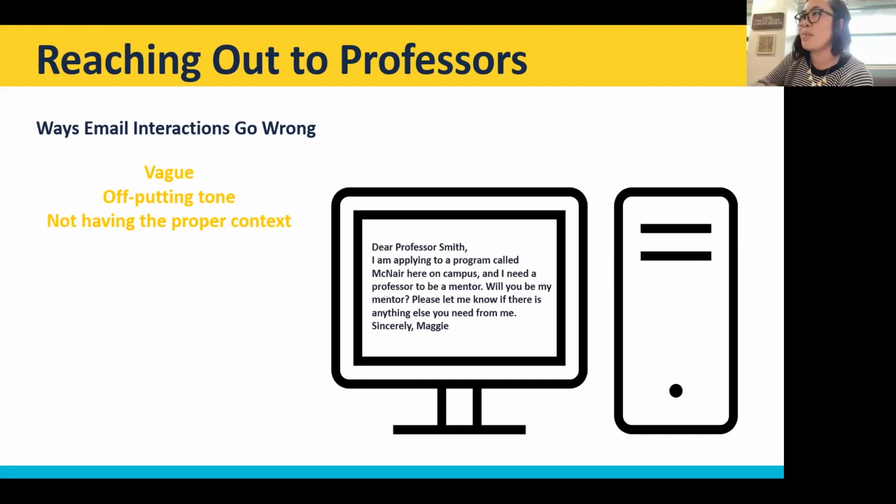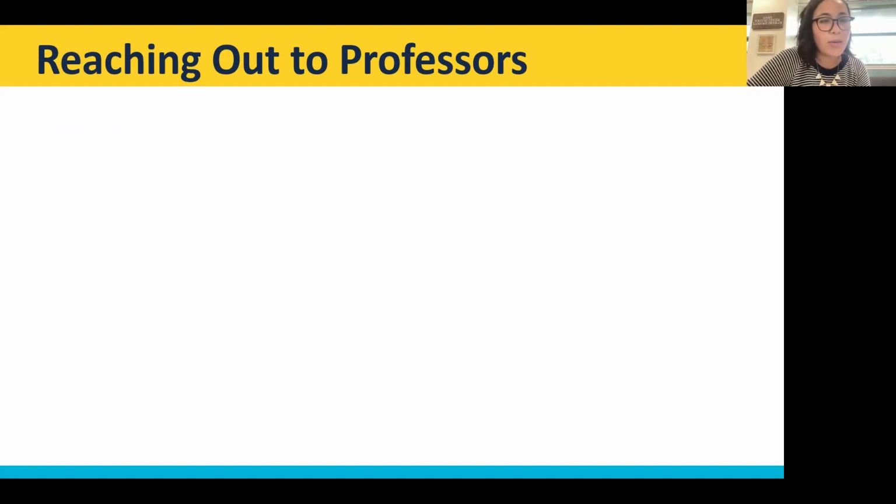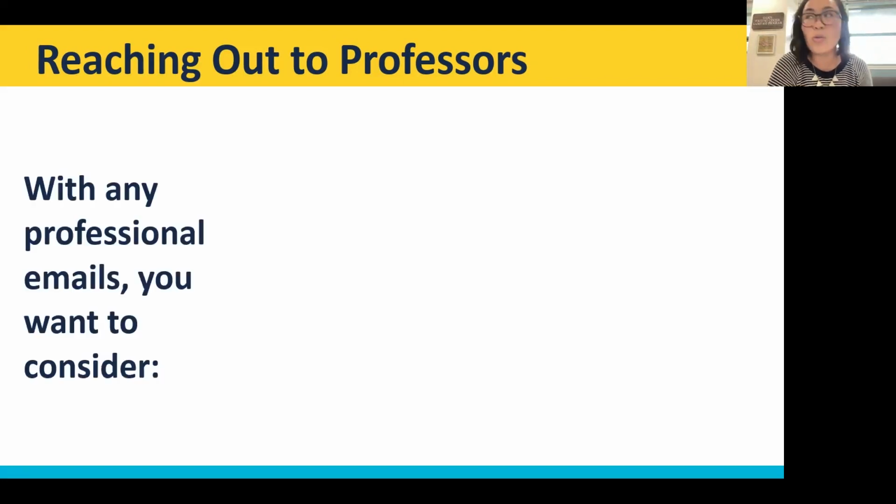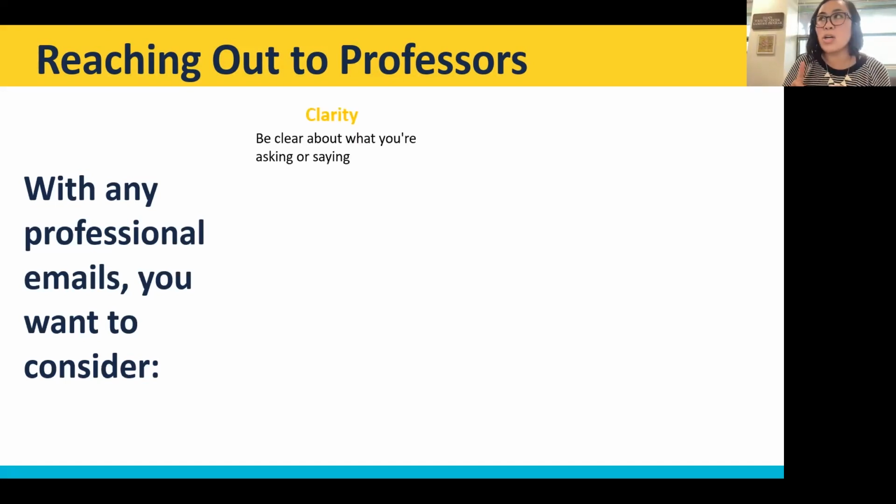So next slide, please. So how do we reach out to professors? And how do you even know who to reach out to? With any professional email, you want to consider three things. You want to be super clear. You want to have clarity. Be clear about what you're asking or saying. If you're asking for their mentorship, or their endorsement, or just their insights, be clear, okay?